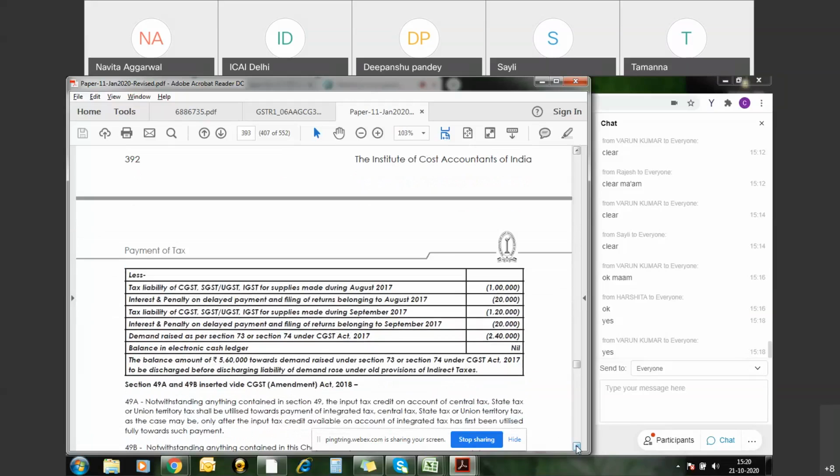Now, the balance amount of 5,60,000 towards the demand raised under Section 73, because the balance left over is 2,40,000 only, but the demand raised was 8 lakh. So the balance amount of 5,60,000 towards the demand raised is to be discharged before discharging the liability of the demand raised under the old provision of indirect tax.